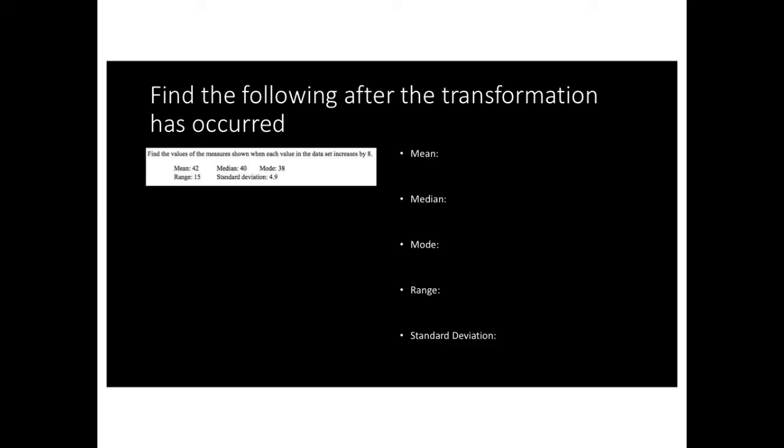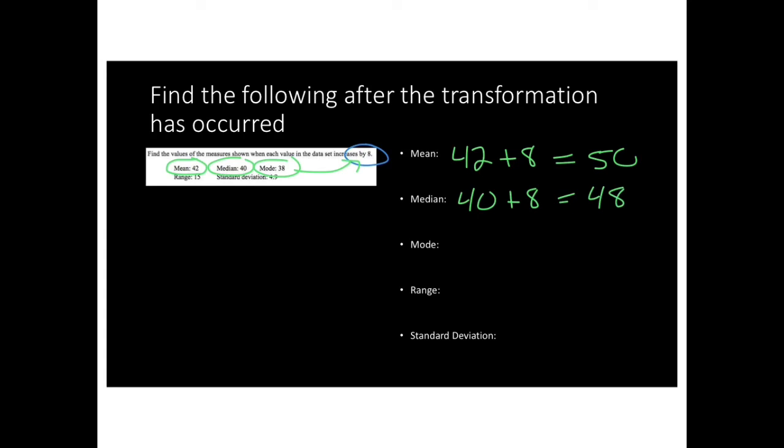So we know, again, everything is increasing by 8. And when everything increases by 8, certain things are going to change by exactly that value. The mean, the median, and the mode are all going to be increased by the exact same value. So where our mean was 42, the new mean would be 42 plus 8, giving us a value of 50. The median was 40. It's also going to increase by 8, which gives a new median of 48. The mode was 38. It's going to increase by 8, which gives us 46.